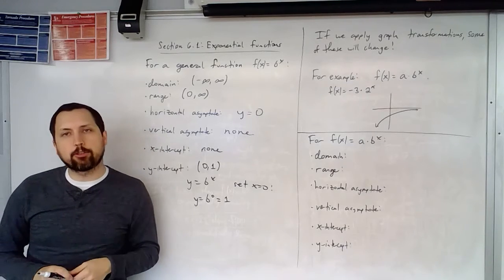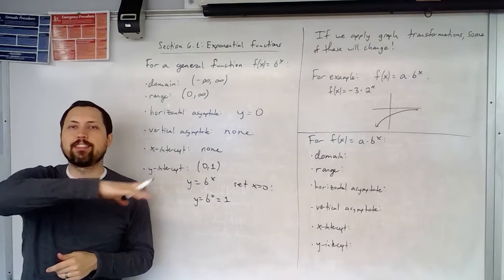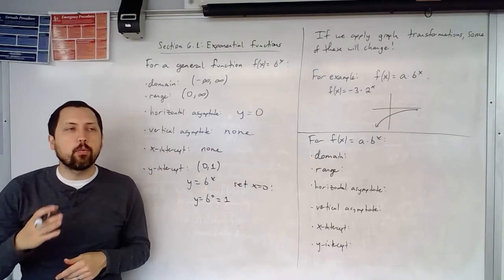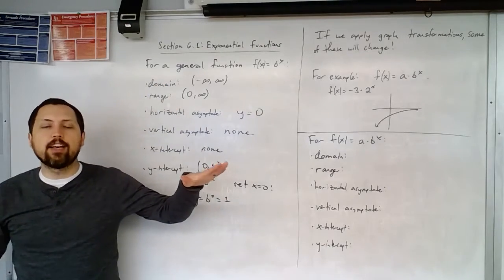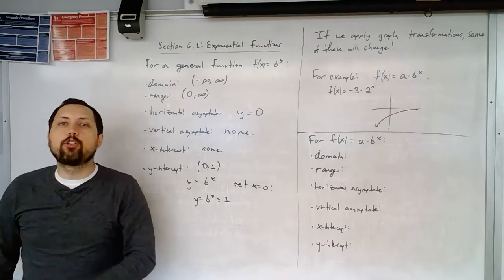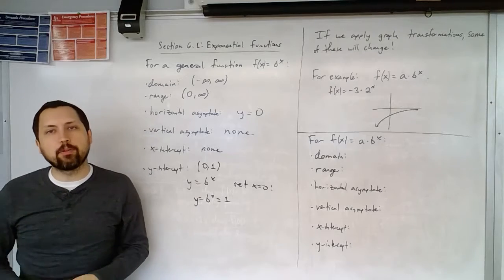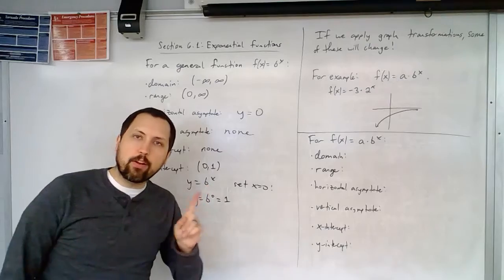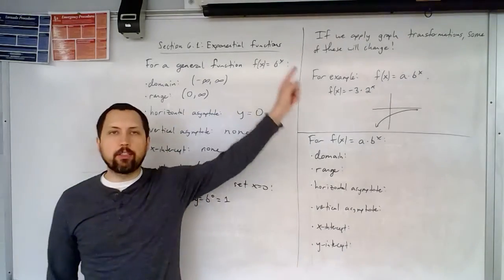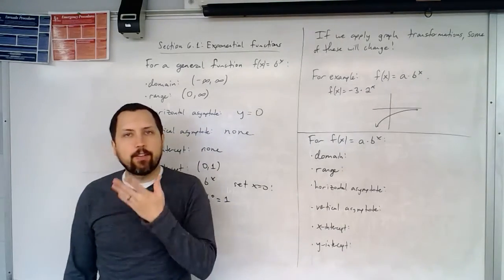Now, some of the other attributes that we saw, like for instance, the increasing versus decreasing, we saw 2 to the x, that was always going up. But 1/2 to the x, that was always going down. So the intervals of increasing and decreasing, that would definitely be different. So one thing that we have to be careful of is that we're not only going to be studying b to the x, right? That's going to get very boring.